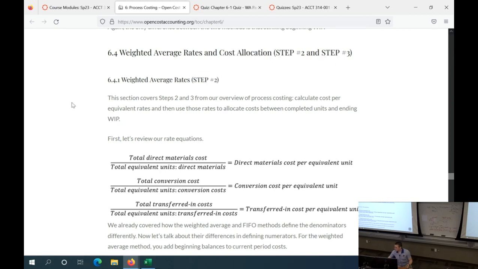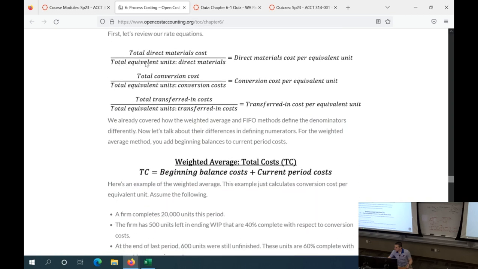Weighted average step number two, we have our denominator already. We calculated total equivalent units for either direct materials or conversion costs or all of them. And we just need a numerator. What cost are we going to be splitting out? And for weighted average, for both of them, this is pretty easy, but it is different for the two of them. For weighted average, we include the beginning WIP costs. That's what makes it a weighted average, actually, is how we treat beginning WIP. That's the difference between the two.